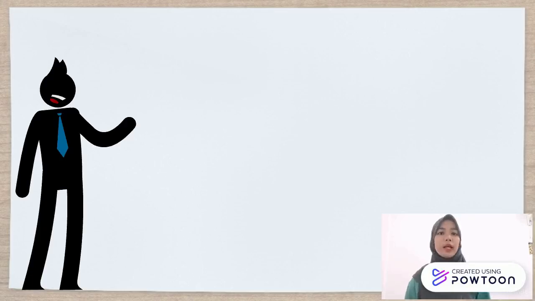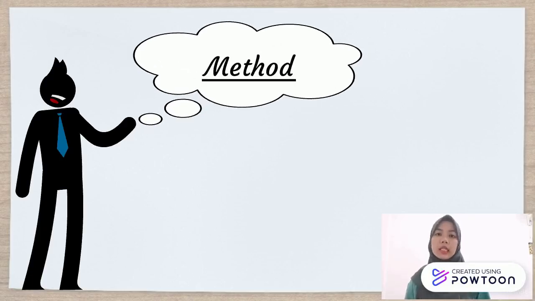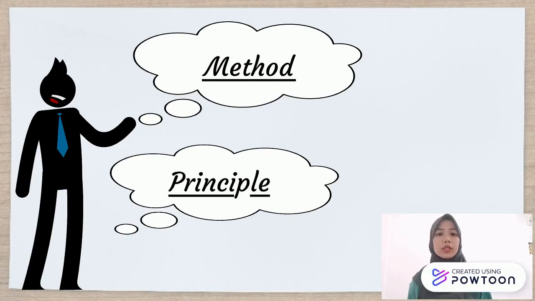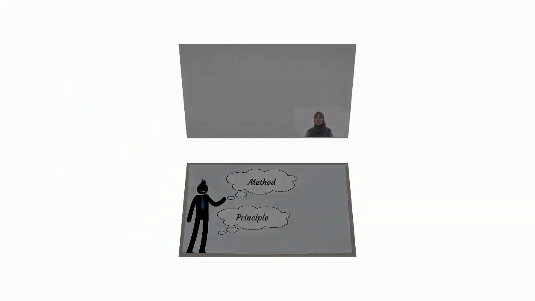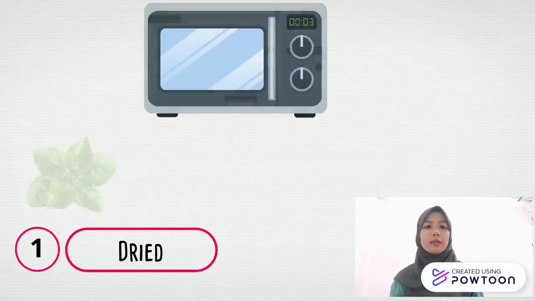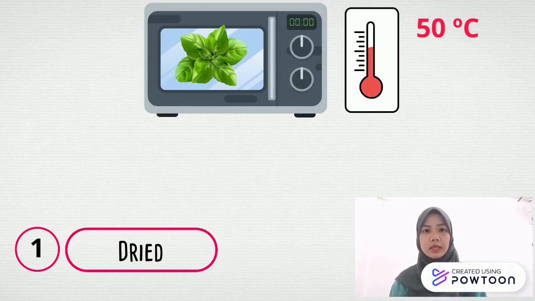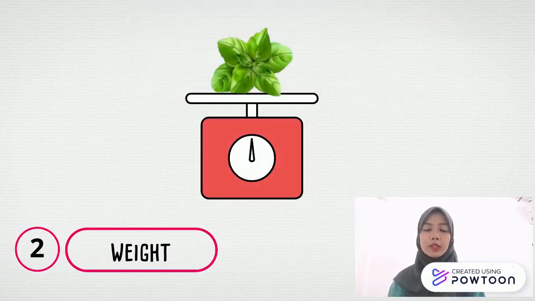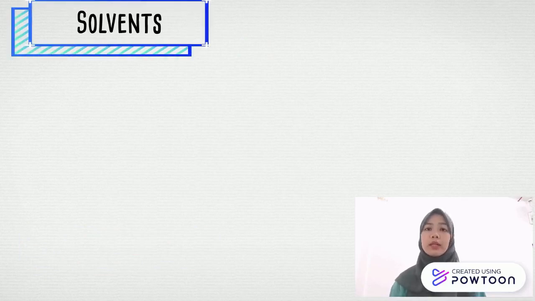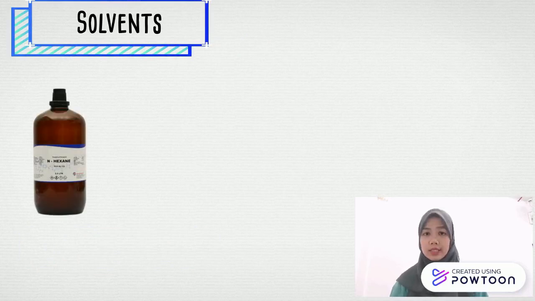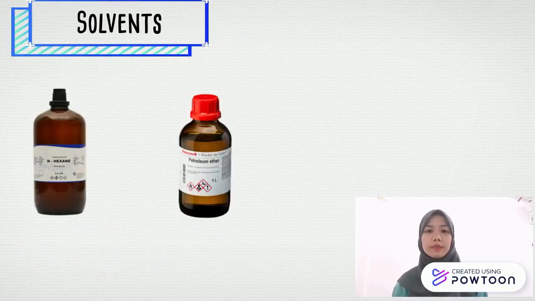For the next part, I will explain the method applied in this study and the principle of extraction of essential oil using solvent. The first method is that basil leaf will be dried in the oven at 50 degrees Celsius and weighed using a digital balance. In this study, there are two solvents that are used to extract the essential oil from the basil leaf, which are hexane and petroleum ether.